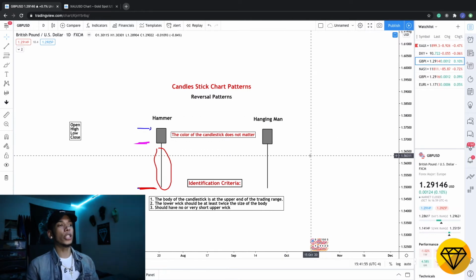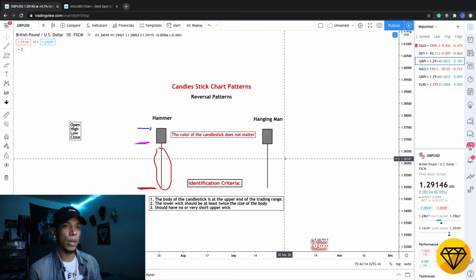Now that you understand how to identify these candlestick chart patterns, right? Now, how do you differentiate between a hammer and a hanging man? Because they look exactly the same. Now, this is where color comes into play, right?